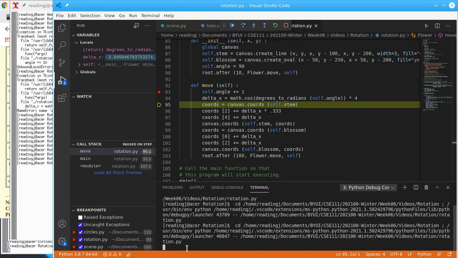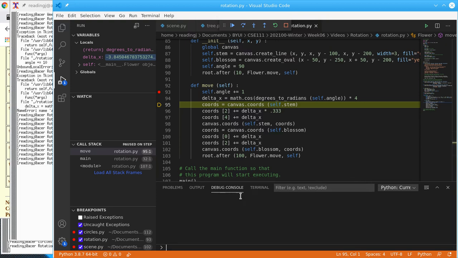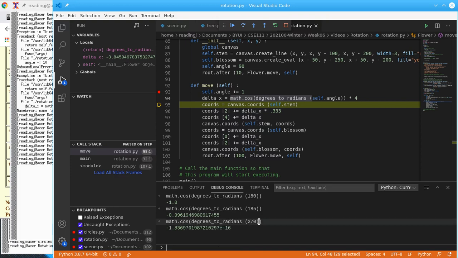And so what I need to do here is print math.cosine of degrees to radians 180. Negative 1, which is what it should be. 185, negative 0.99. 270 should be back to 0 approximately.